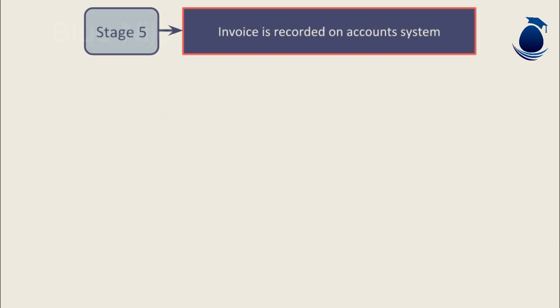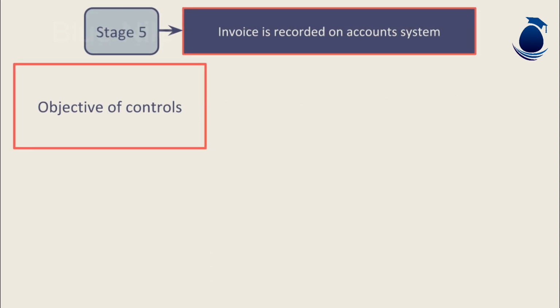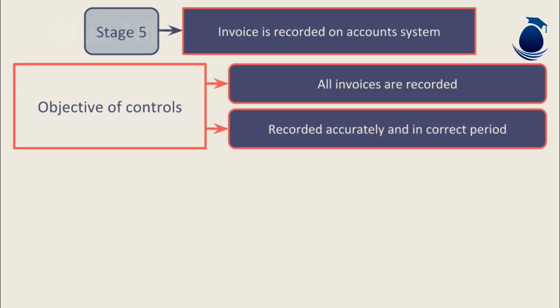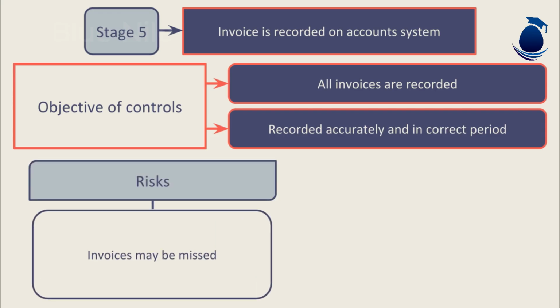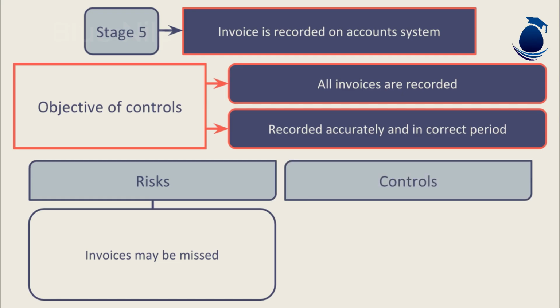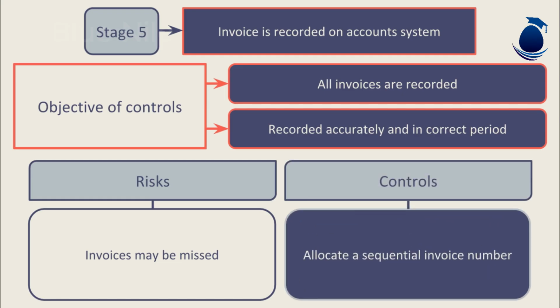Stage 5 is the recording of the invoice on the accounting system. The objective is to ensure all invoices are recorded, and they are recorded accurately and in the correct period. A risk is that invoices may be missed and payables and purchases understated. A control could be to ensure each invoice when received is allocated a sequential invoice number. The sequence should be checked regularly on the system to ensure no invoices have been missed.